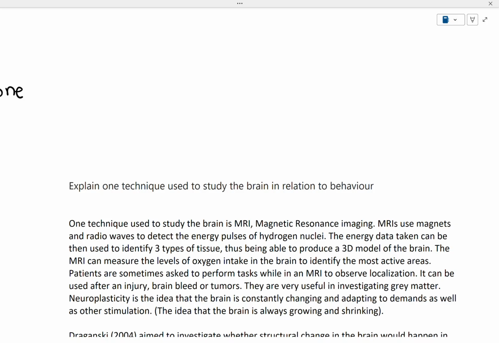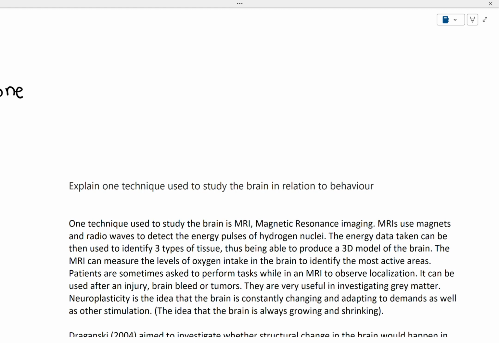So here I'm explaining what it shows us. It shows a 3D model of the brain, high resolution, very good. The MRI can be used to measure the levels of oxygen intake in the brain to identify the most active areas. So here I'm showing how the lab researchers will be able to observe things through an MRI.